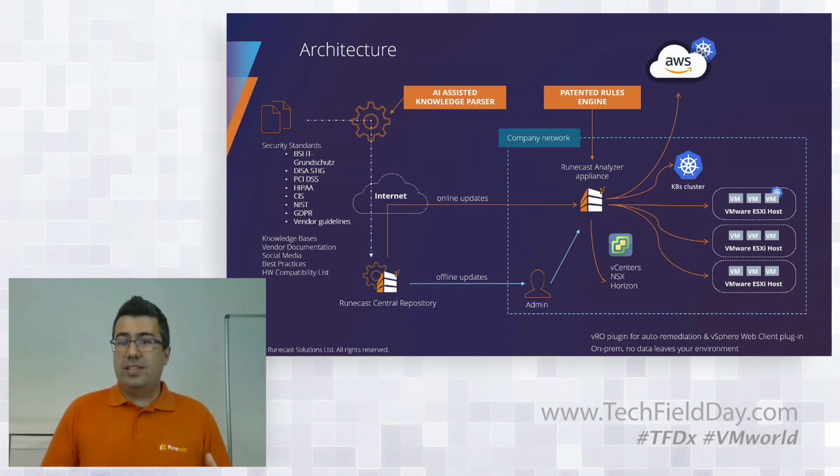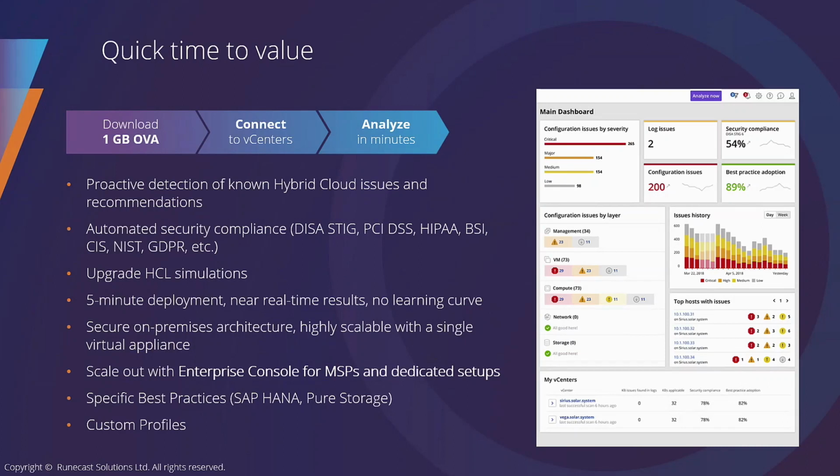Runecast Analyzer also gets updates on a weekly basis, every Tuesday normally, and it's really recommended to update your appliance regularly. You can configure it to update automatically on a weekly basis, if you connect it to our online central repository via a secure proxy. But you have an offline update option as well, where an admin can download an ISO file, attach it to the Runecast Analyzer virtual machine, and perform the update this way.